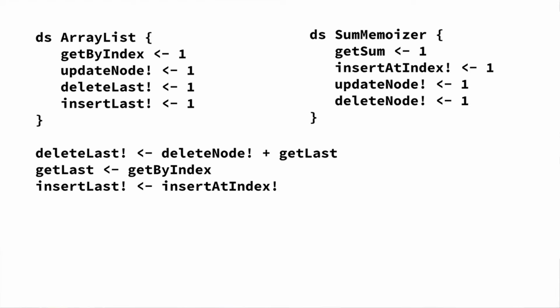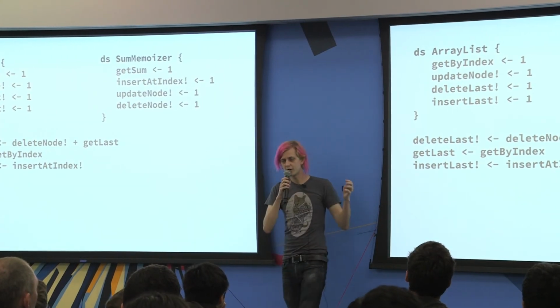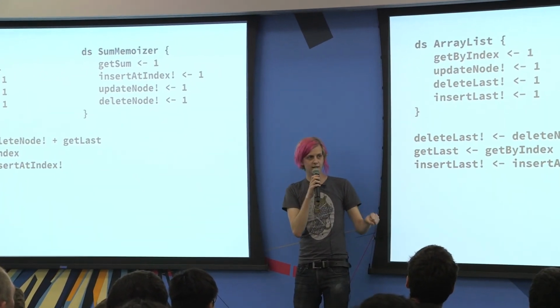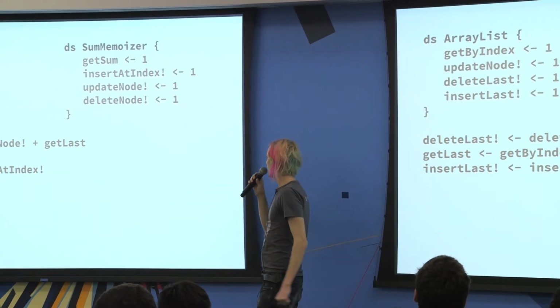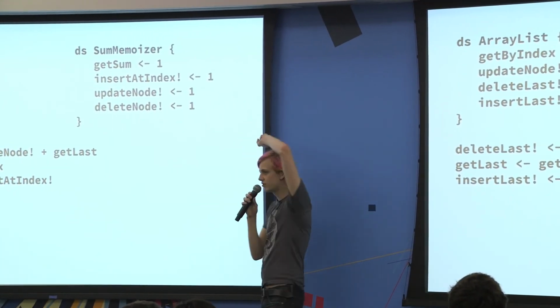Does that make sense? You can insert at a particular index. Insert at index is the method that takes an index and a value and inserts the item at that index. Can anyone guess the implementation of insert at index?